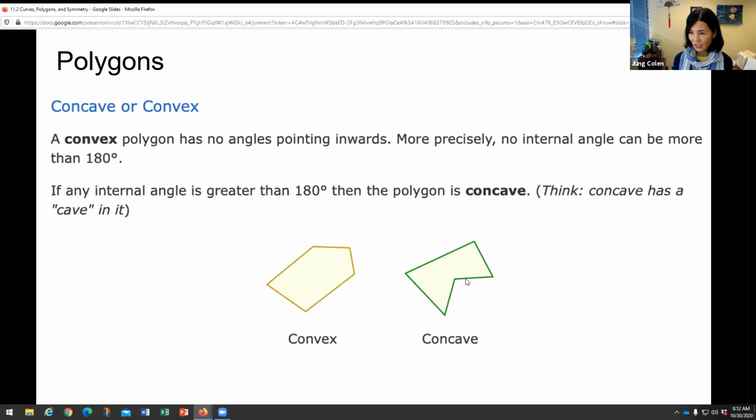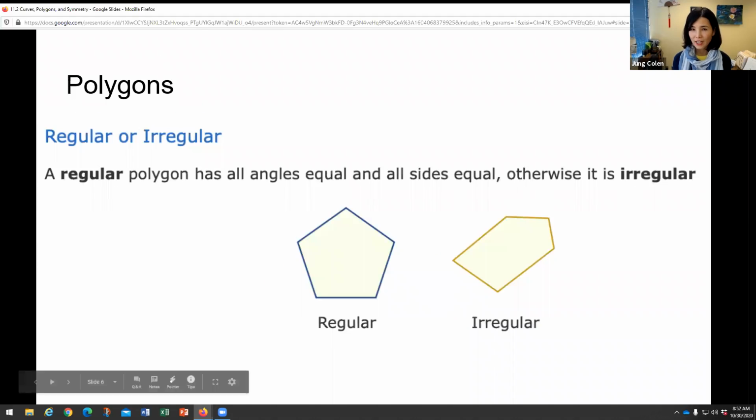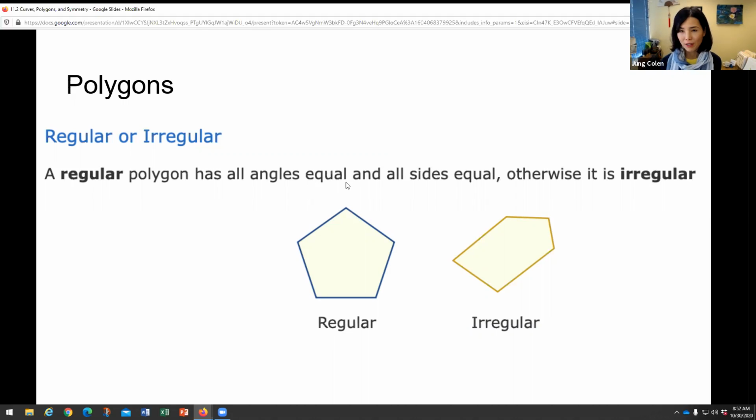But this internal angle here is greater than 180 degrees, right? So it's concave. You can also think of concave as caved in. So you need to know how to distinguish convex from concave. And another way to categorize polygons is as regular polygons or irregular polygons.